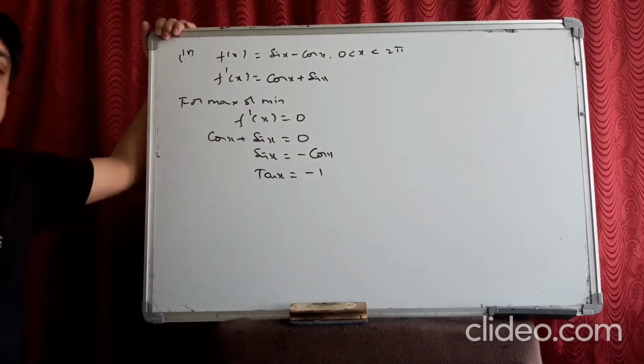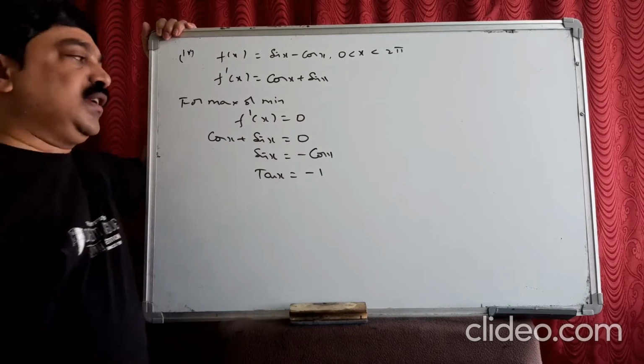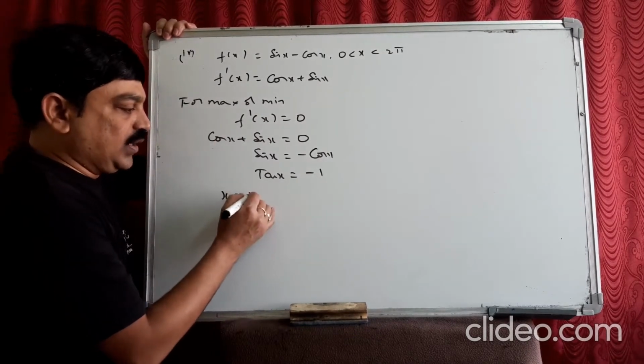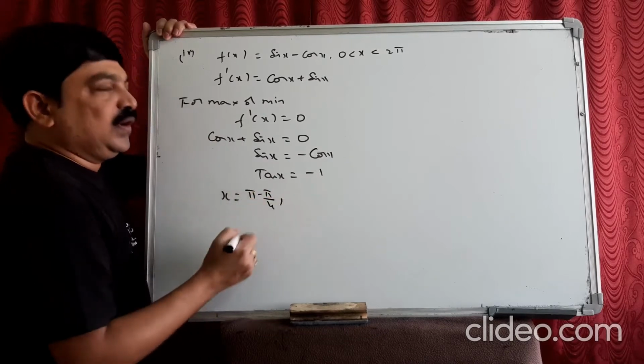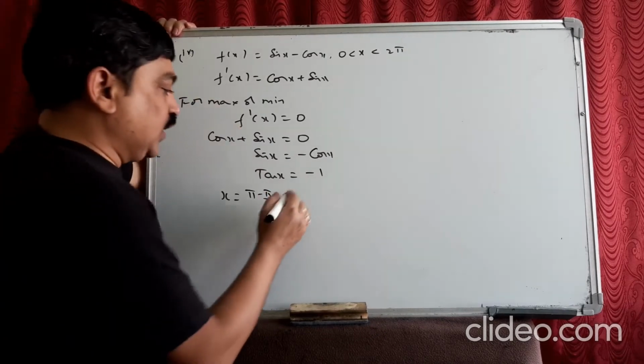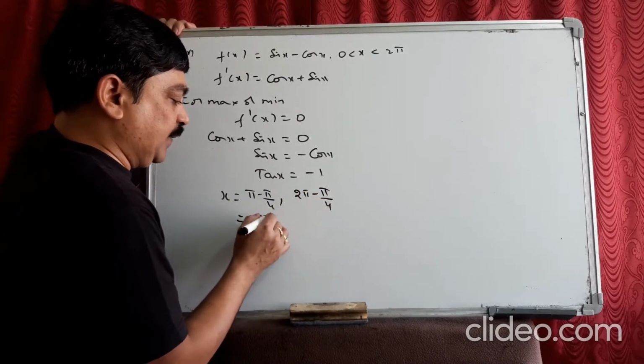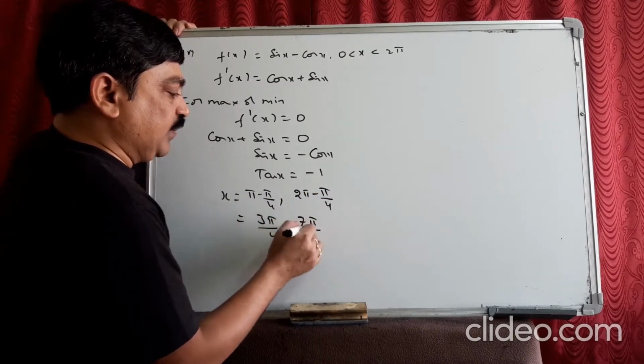Where will tan be negative among all the 4 quadrants? Tan x will be negative in the second quadrant, where we write x equal to pi minus pi by 4, and also in the fourth quadrant, where we write 2 pi minus pi by 4. It will be 3 pi by 4 and also 7 pi by 4.